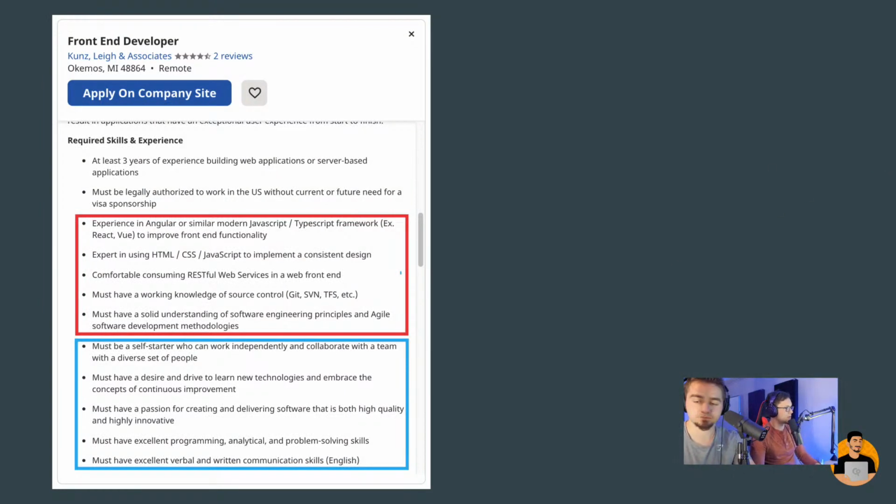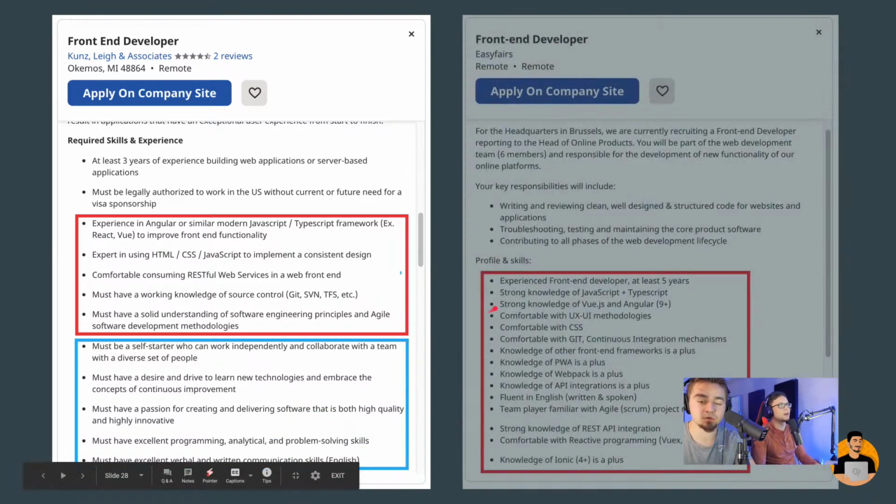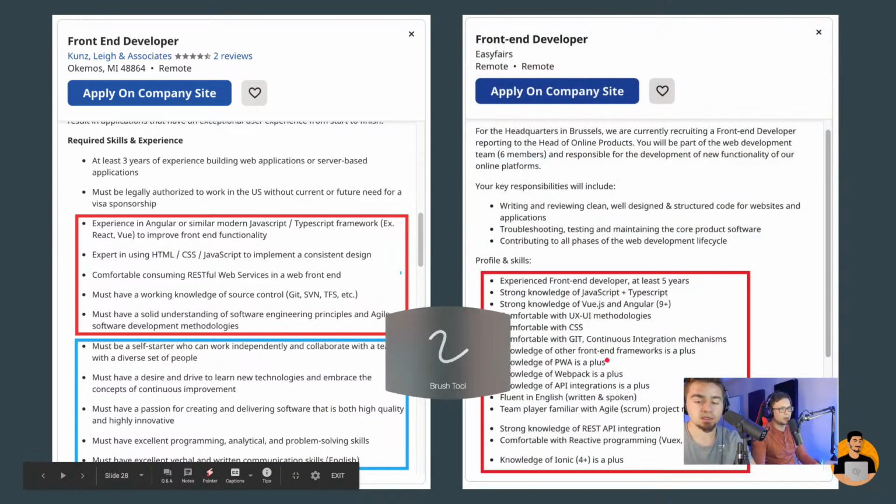You can see here, for example, they're looking for things like expert in HTML, CSS. They're looking for understanding of software engineering principles, right? Agile software development, all these different things. Communication skills, very big. Problem solving skills, look at that right there. That's exactly what you need. Same thing here, right? Same thing here.